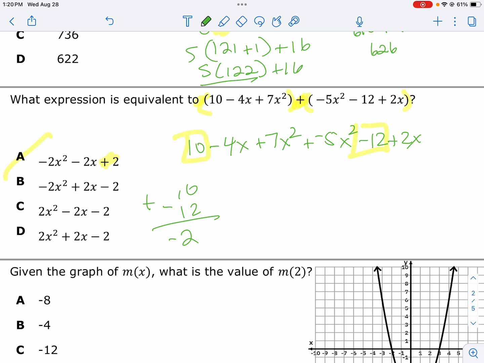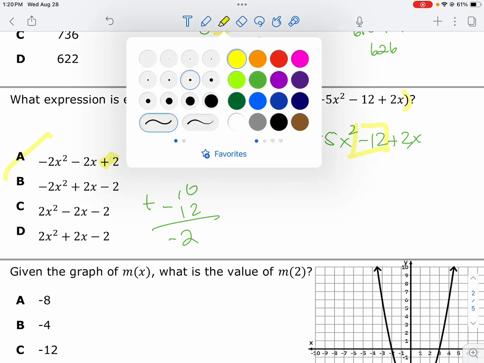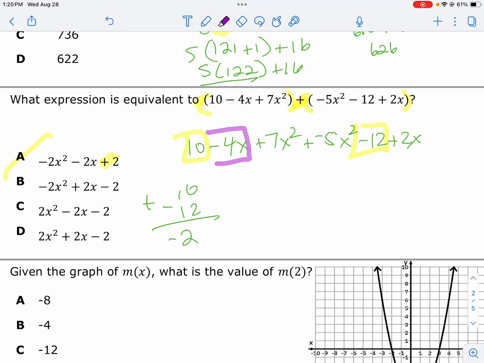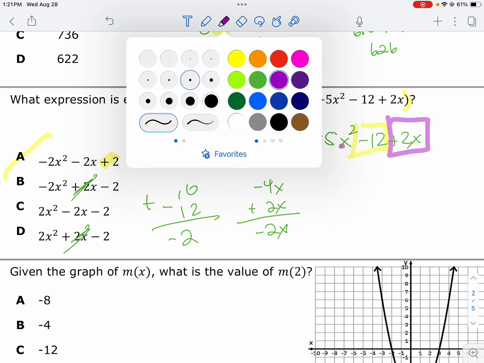Now I'm going to keep going. The next thing I see is a negative 4x. If I scan the problem, I don't want to pick x squared, but I could do this positive 2x. So I have negative 4x, positive 2x, add them together, and I get negative 2x. Okay, now I've eliminated B because it has a positive 2x, and I've eliminated D because it has a positive 2x. So I think the answer is C, but I'm going to go ahead and finish the problem.